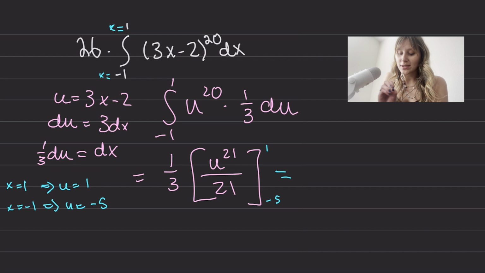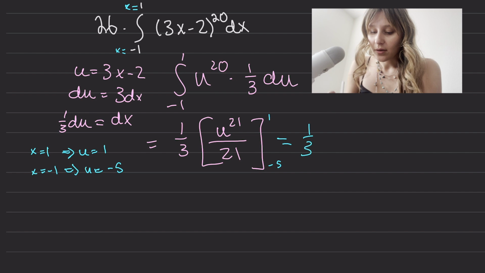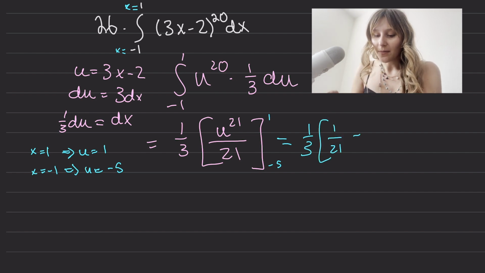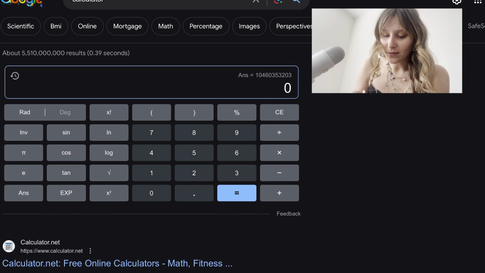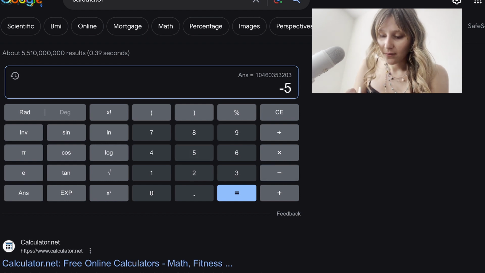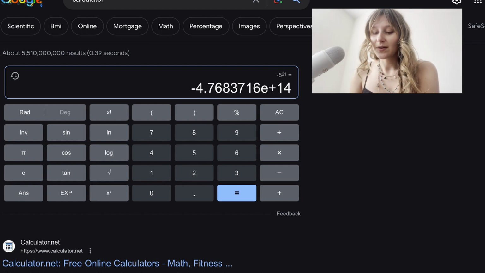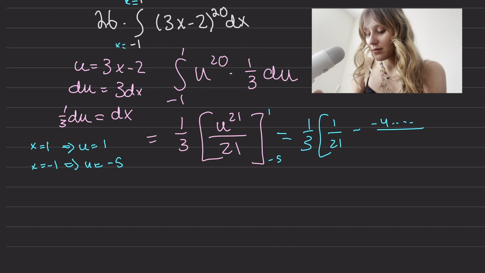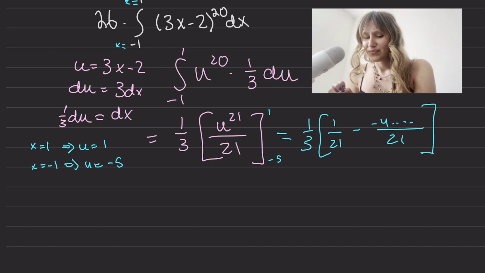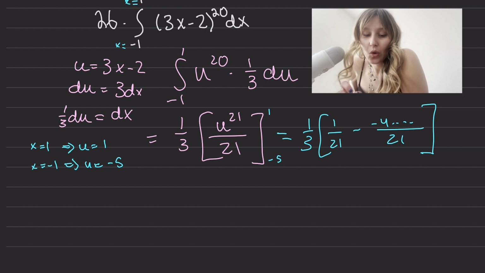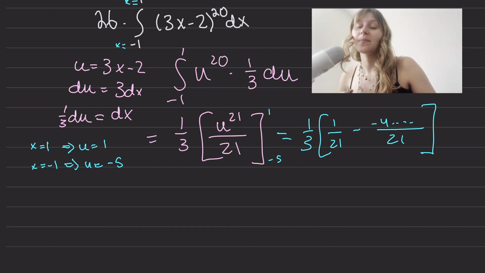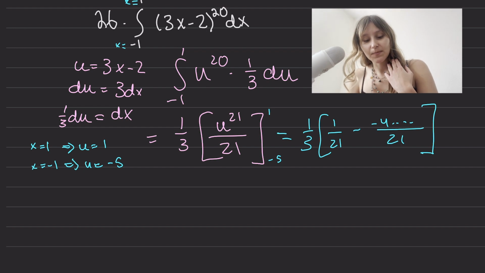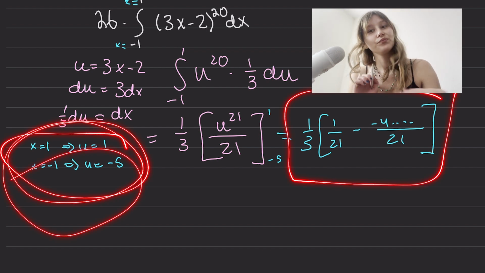1 to the 21st power is 1, obviously. So 1/3 times 1 over 21 minus, let's figure out what minus 5 to the 21st power is. Minus 5 to the 21st. Okay, so that's just not cute. I'm just going to leave it like that. The big idea here is, I'm not going to solve this, but don't forget to do this part. But this is the right answer, period.